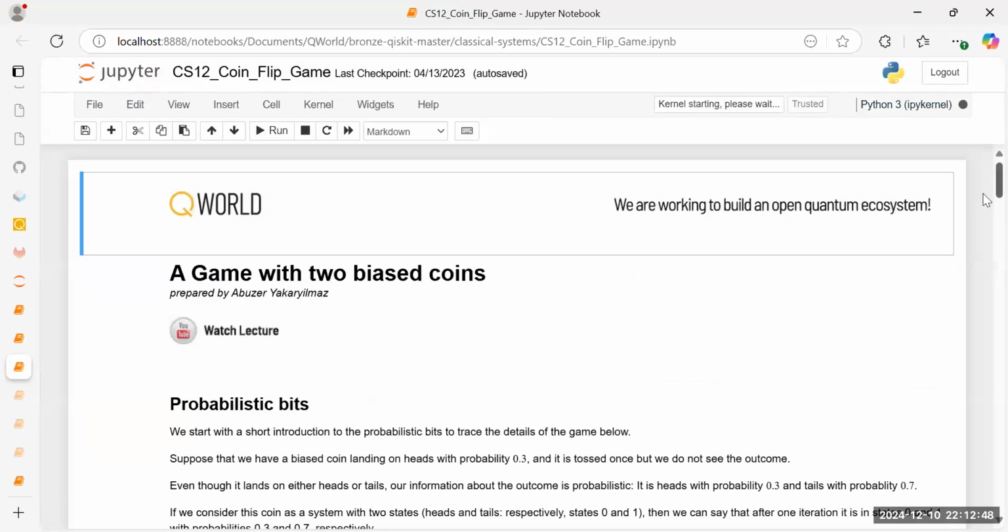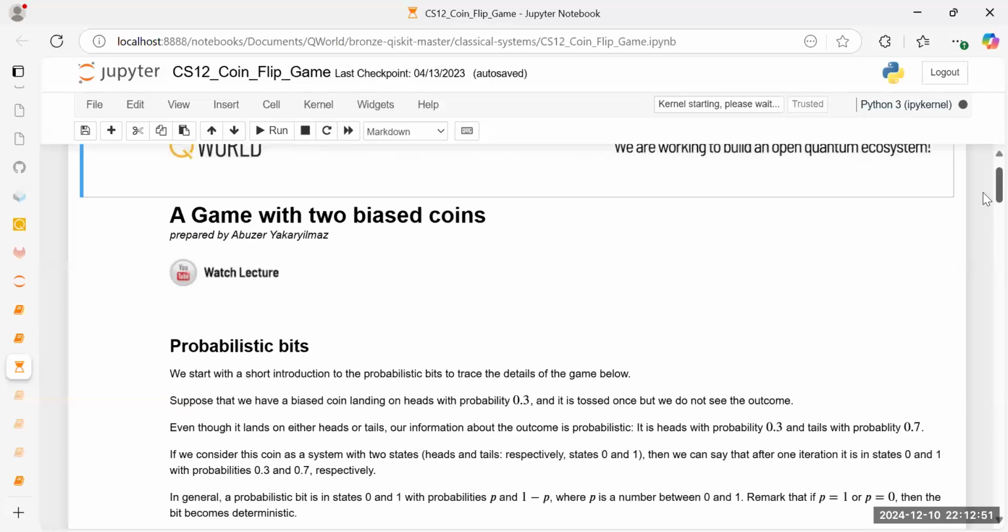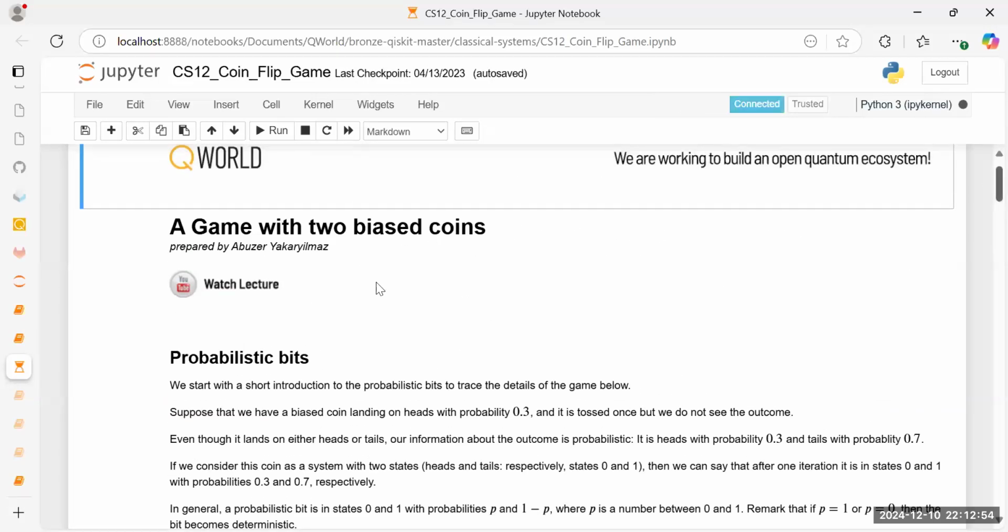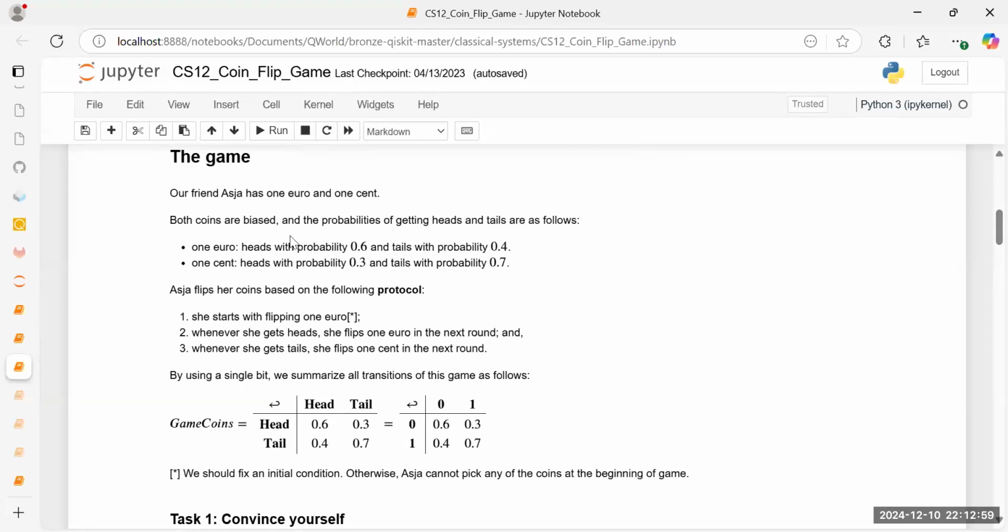Okay, then we moved on to looking at the coin flipping game, where we have 2 biased coins. And we have a game here such that for our first biased coin, which is a euro coin, we start off by tossing it. And if it lands on head, we're going to flip the euro once more. But if it lands on tail, then we're going to flip the cent coin. So the entries here can be used to create an operator. So the operator we have here is the operator for tossing our game coins.